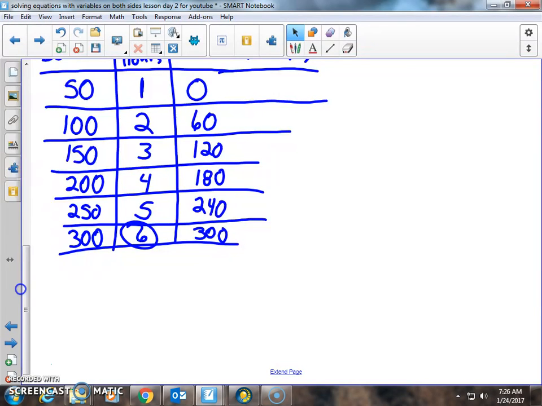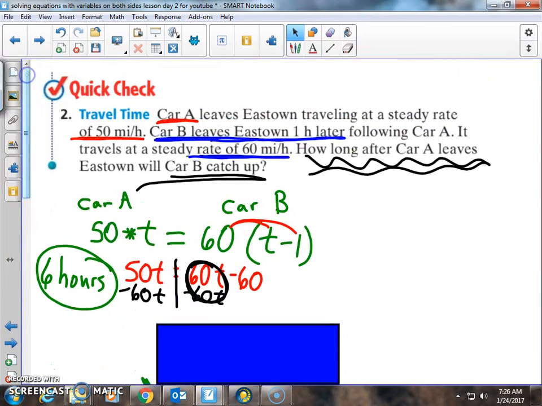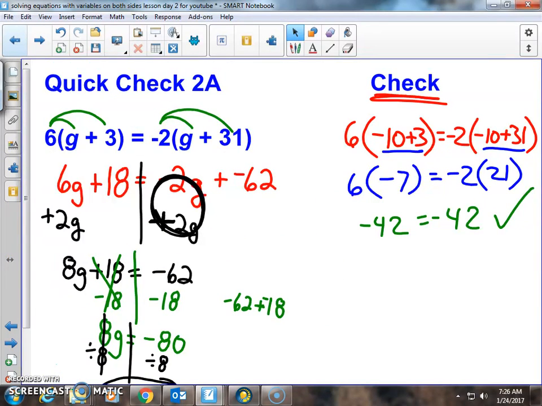So again, what we need to make sure we do anytime we have problems like this is simplify each side by doing distributive property. Then you can pick a side to collect the variables on.